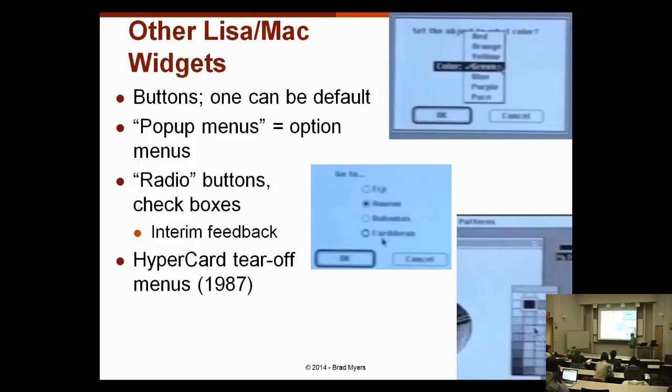HyperCard innovated or invented this idea of pull-off menus. So if you pressed down on a menu bar and pulled down, you could select something. But if you pulled off in this direction, then the menu would follow you. And then it would become a window that you could put anywhere. And then you could close it explicitly by clicking on the box. So that was from about '87.